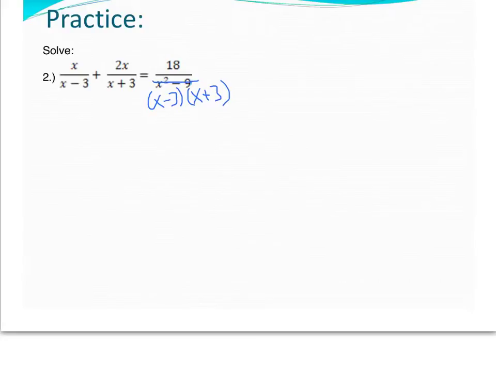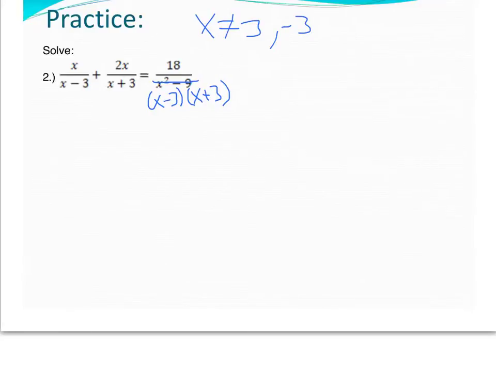Now, again, I can list my values that I am not going to be allowed to have for x. So x cannot equal 3, and x can't equal negative 3. So 3 and negative 3 are the values that x cannot equal.